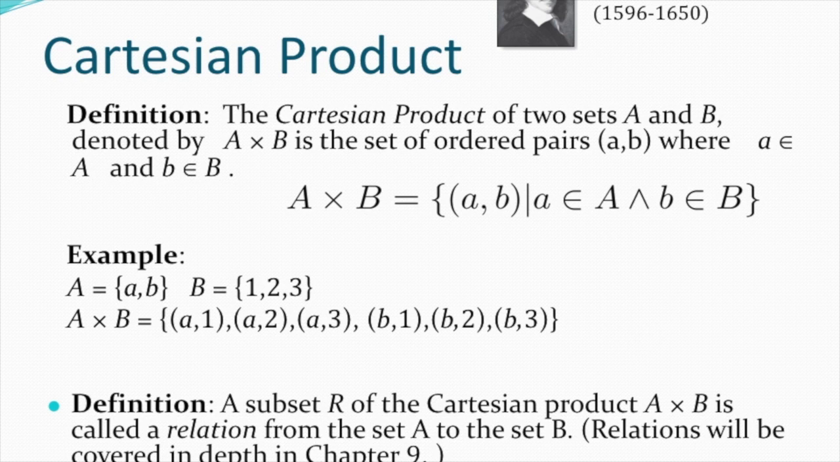The final operation of sets, which is very important to focus on, is the Cartesian product. What do we mean by Cartesian product? The Cartesian product of two sets, A and B, denoted by A times B, is the set of ordered pairs (a, b) where a belongs to A and b belongs to B. In this case, you take all the elements a and b that satisfy the relationship. So the first pair of the result of the Cartesian product should be small a with small b, small a2 with small b2, and so on.